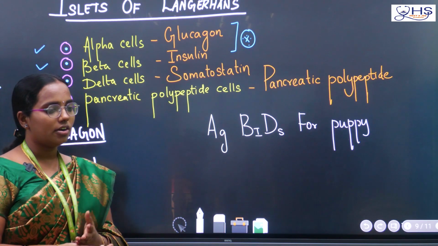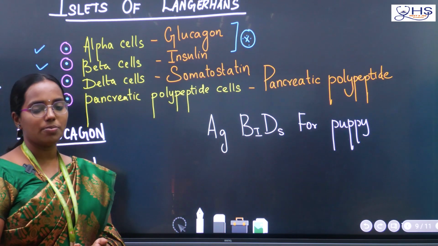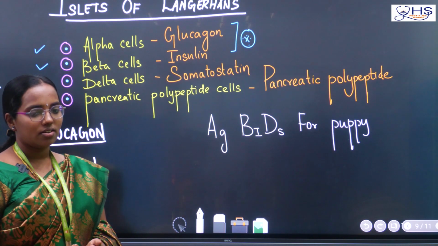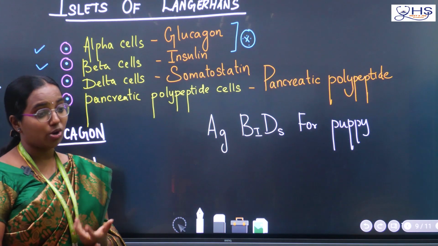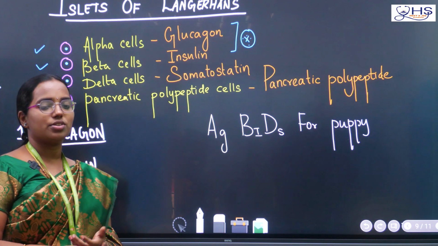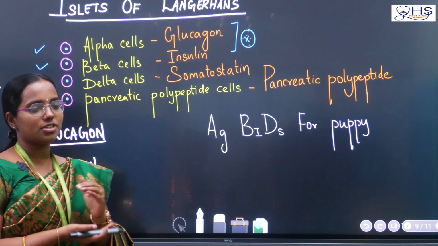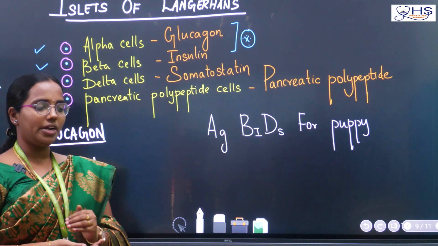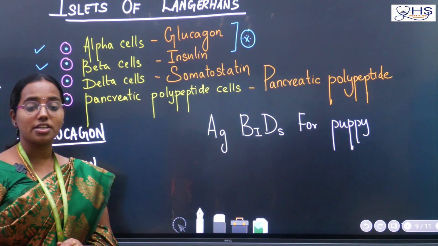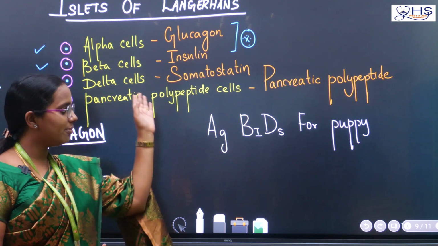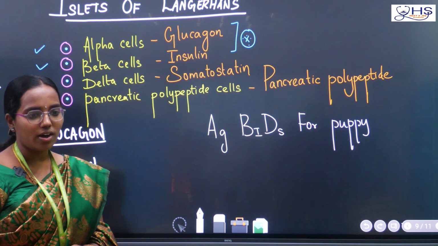The puppy is very cute, so many people are trying to take it. What is bidding? Bidding is like an auction. In that process, this AG is the small boy who bids for the puppy and takes the puppy home. This is the key to remember. Either memorize it or do not forget it. AG bids for puppy.